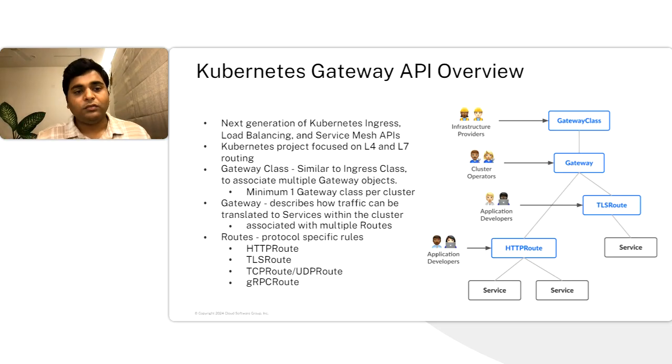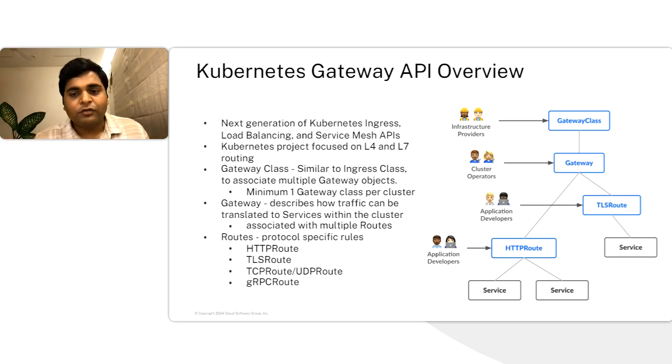To address this issue, Kubernetes introduced the role-oriented Gateway API solution. This API model establishes clear ownership among three distinct personas. Let's talk about them one by one. First is the infrastructure provider, who owns the GatewayClass resources. We will also see what the GatewayClass resource looks like in the demo. The second persona is the cluster operator, who is responsible for managing the clusters and the Gateway resources. And the third is the application developer, who owns the Route resources.